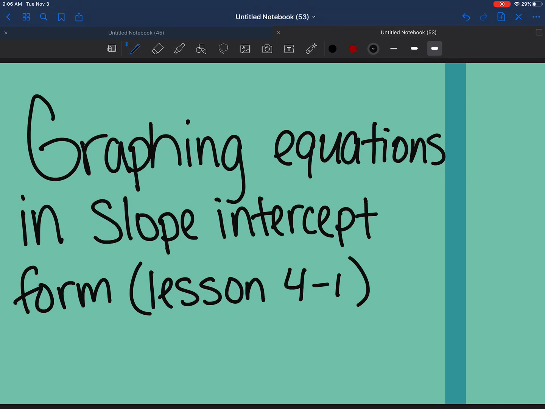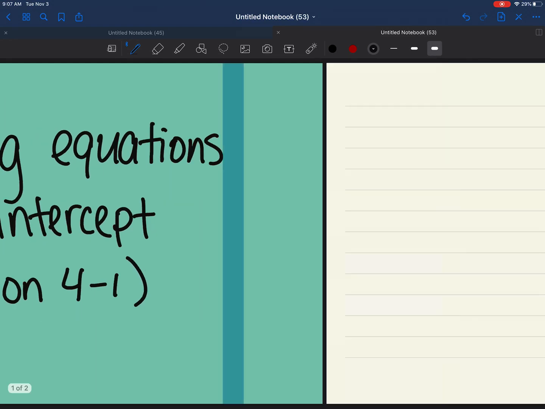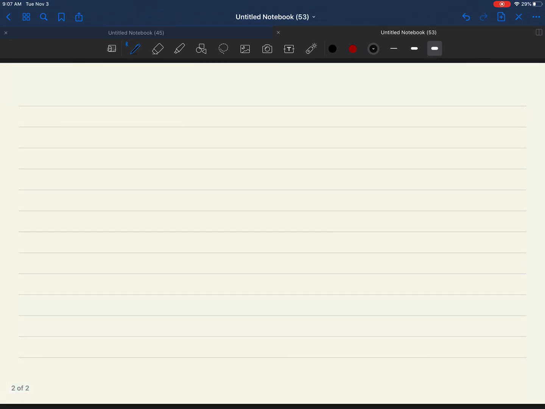All right, today we're going to start chapter 4. We're going to look at how to graph equations in slope-intercept form. Now, slope-intercept form is something that we talked about a little bit last year. Does anyone remember what slope-intercept form is? It would be like the form of an equation we used most often last year. Y equals, anybody remember?